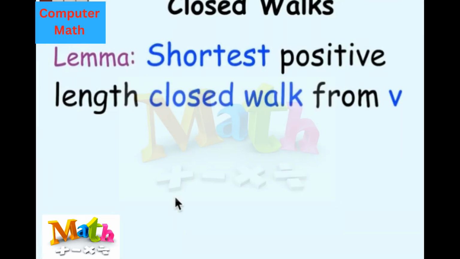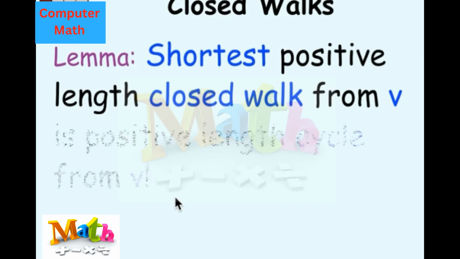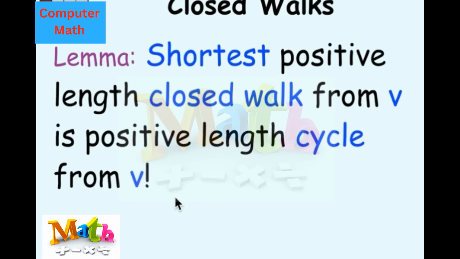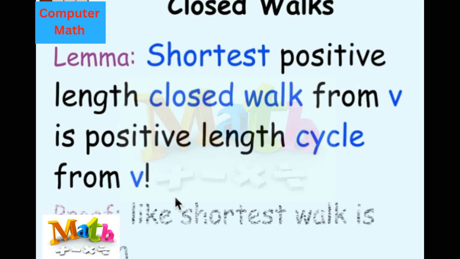So we have a very straightforward lemma about cycles and closed walks, namely that the shortest positive length closed walk from a vertex to itself, closed meaning it starts and ends at v, is a positive length cycle starting and ending at v. And the reasoning and proof is basically the same proof that said that the shortest walk between one place and another is a path from one place to the other.